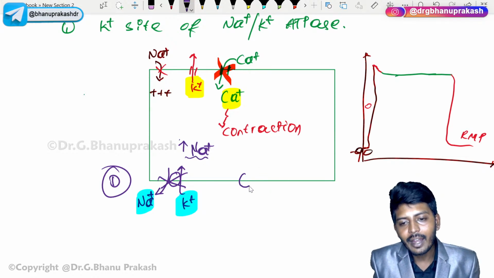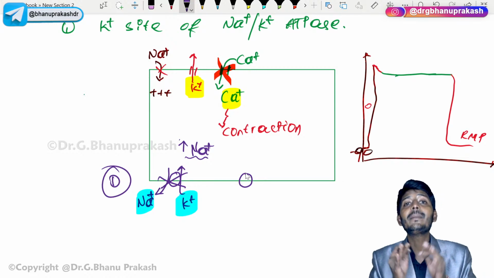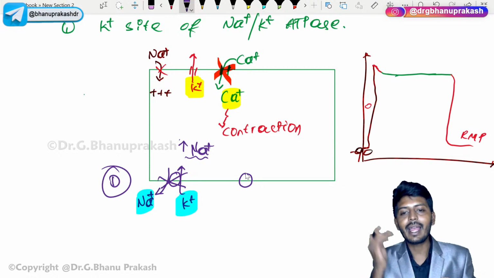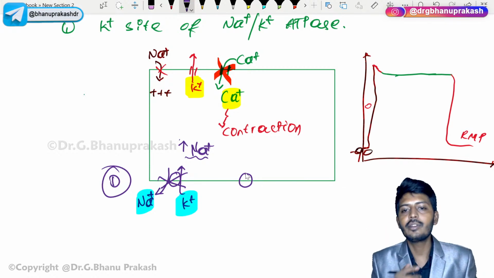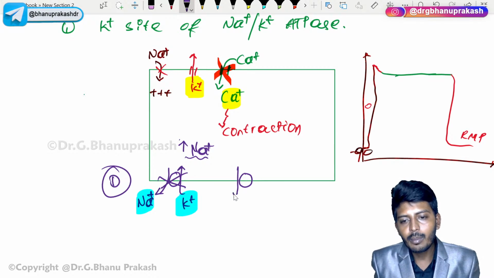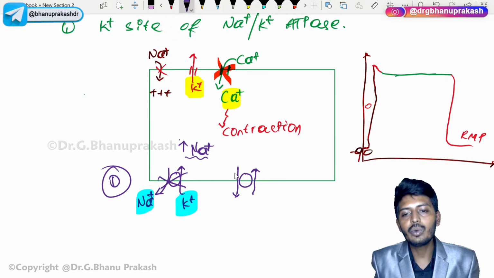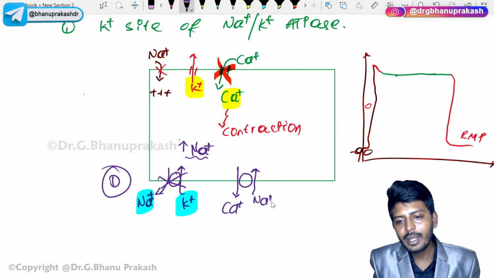Now on the other hand, we have something called a sodium calcium exchange. What is that? Sodium calcium exchange. So what is this sodium calcium exchanger doing? This is also very interesting. It will allow the movement of sodium and calcium. So what it was doing, it was sending the calcium outside, and it was taking the sodium inside.